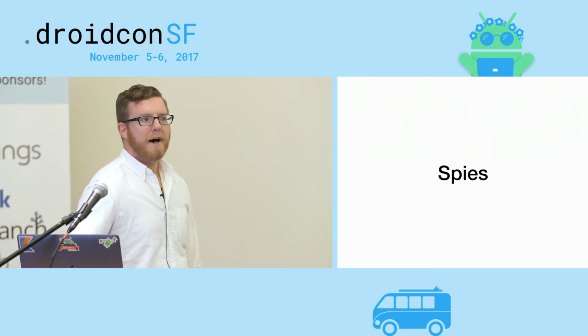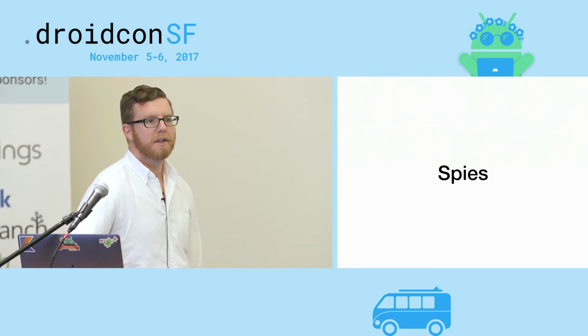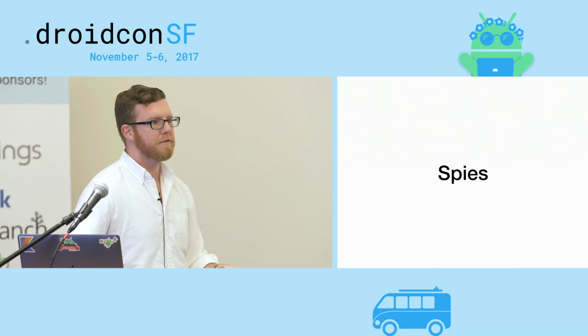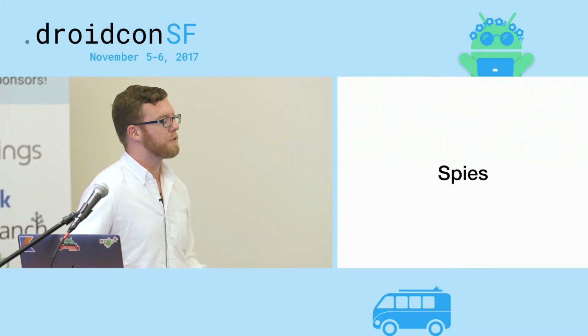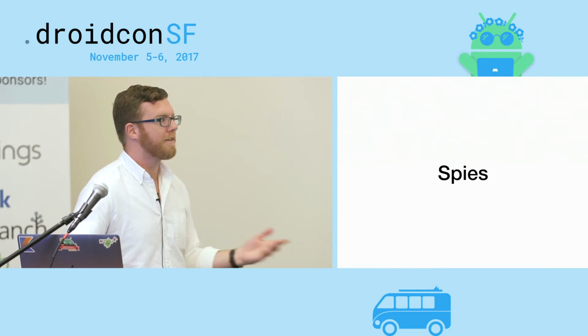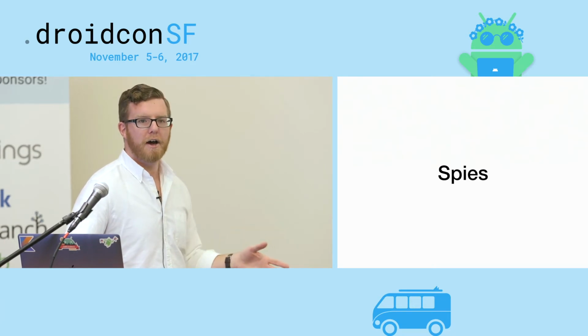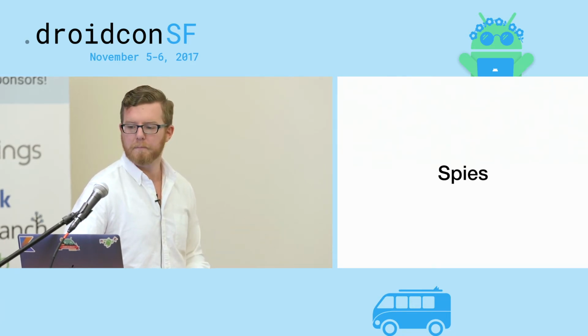Next up is spies. So spies, honestly, probably not one of the more commonly used test stubs, but it is useful to know about them, just in case you ever run into a use case for them. Throughout my 5 or 6 years of Android development, I've had to use spies maybe 3 or 4 times. So not very often, but they are very useful when you need them.